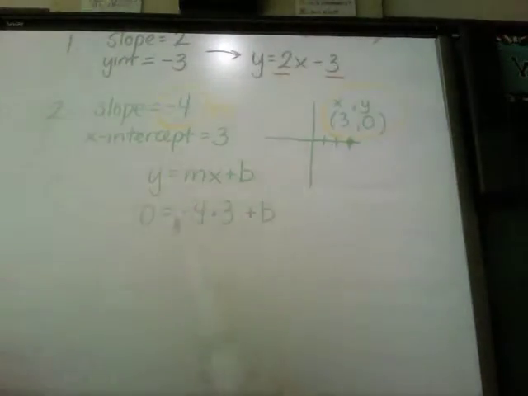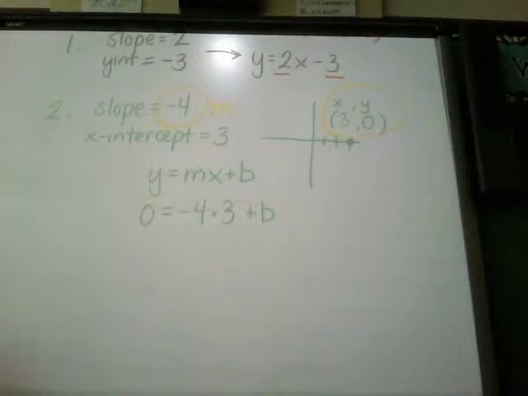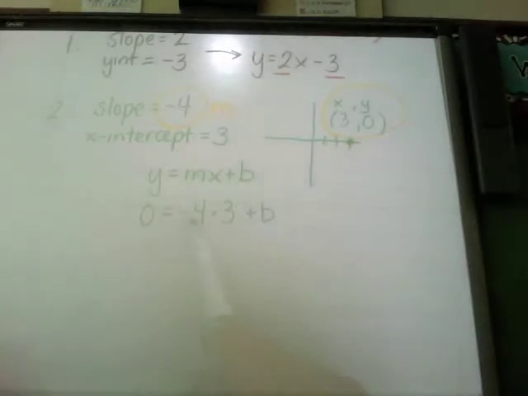If I do the math here, can I figure out what the value of b is? Notice what we did here. We substituted for every variable except b, which means I can now find what b, the y-intercept, is. -4 times 3, -12.